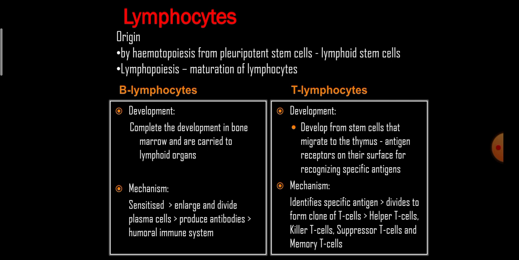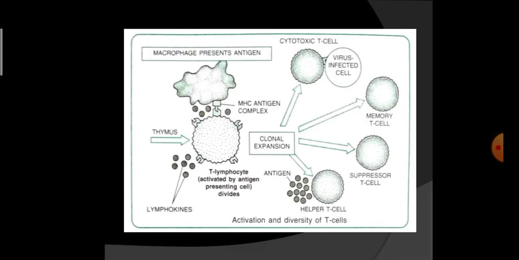There are 4 types of T cells. One is helper T cells, which help in the activation of B cells and other cytotoxic cells. Then we have killer T cells, also known as cytotoxic T cells. Then suppressor T cells and memory T cells. These are the 4 types of T cells. We'll see how they function.